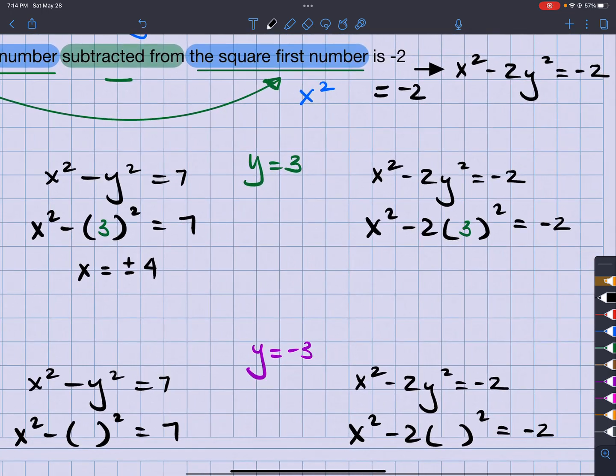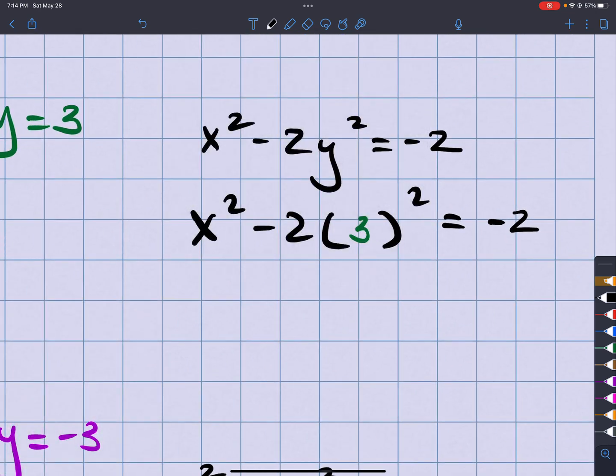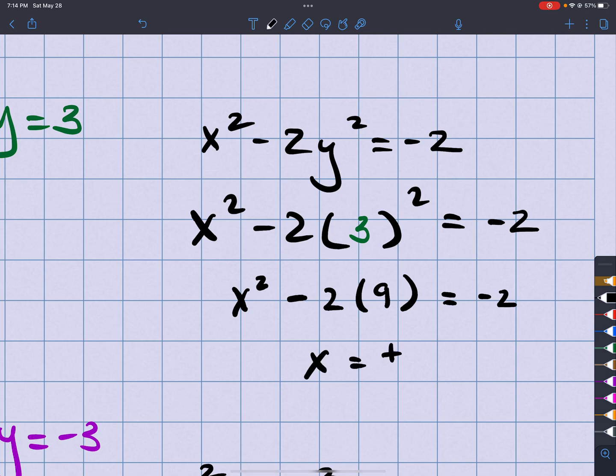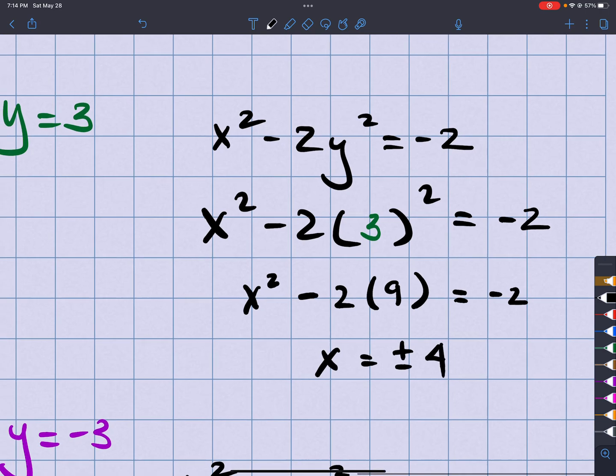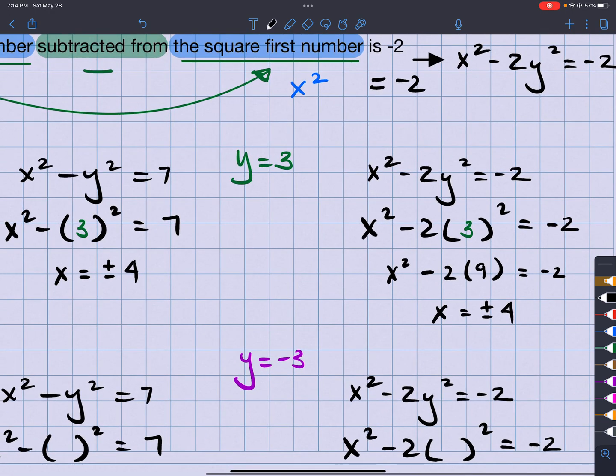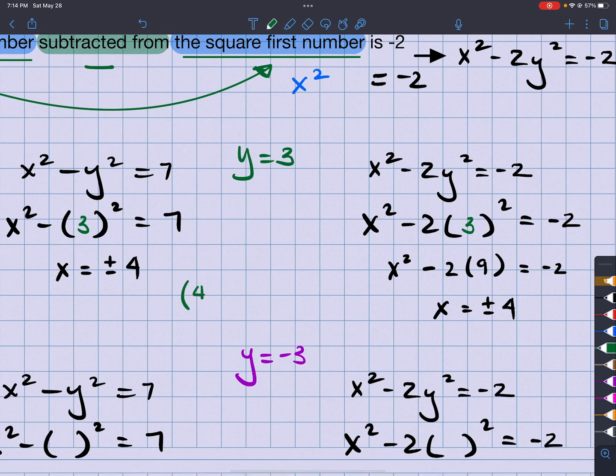Okay, let's see if it agrees on this side. I'm going to have x squared minus 2 times 9 equals negative 2. Well, that's going to give me negative 18. Add it over. x is also going to equal plus or minus 4 as well. So that is agreeable. So therefore, I'm going to have 2 points right here: negative 4, 3, and a positive 4, 3.